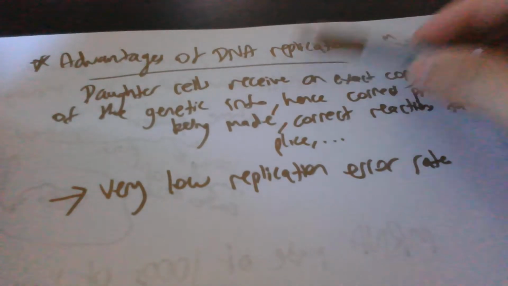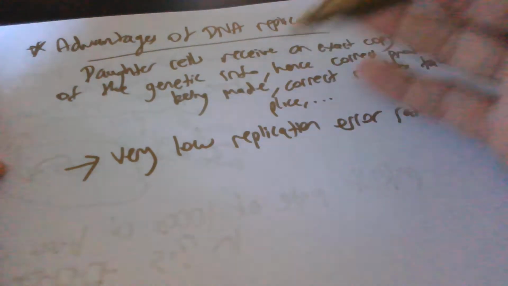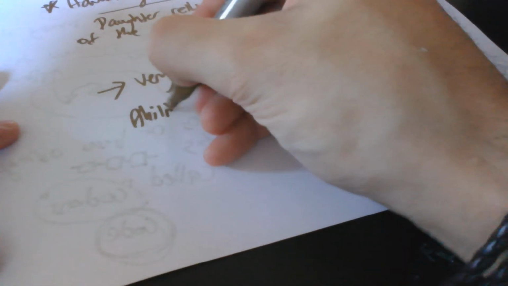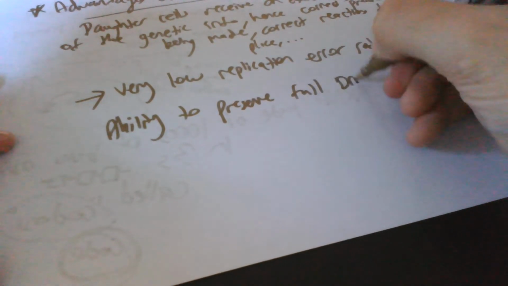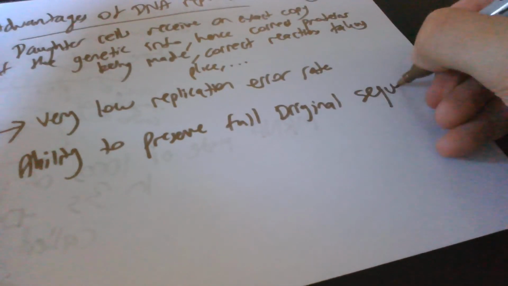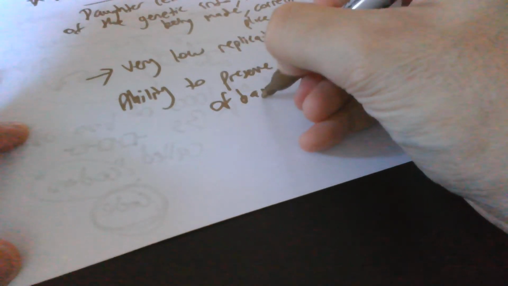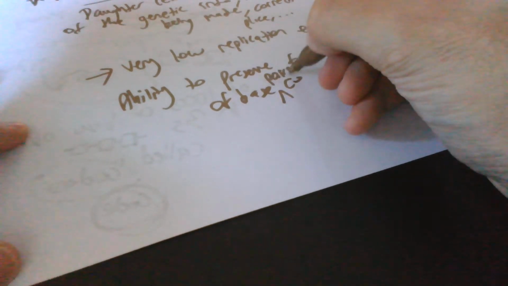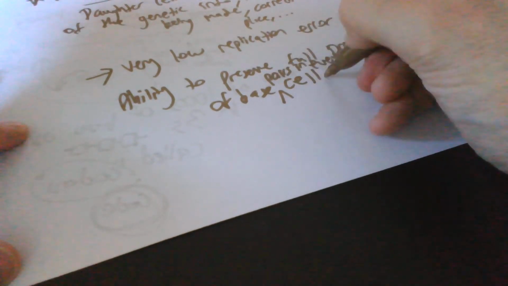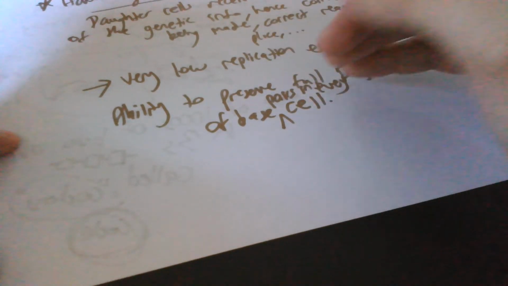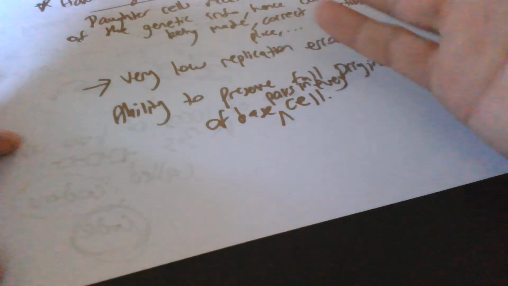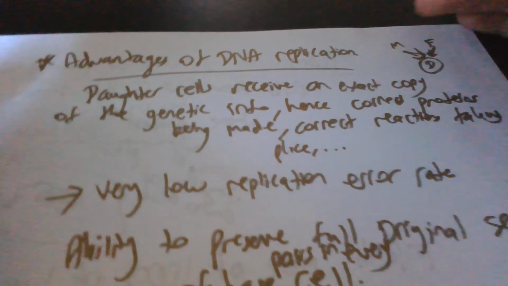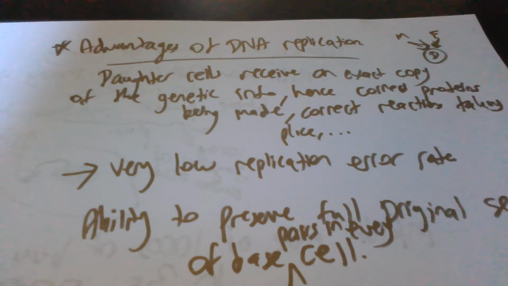Okay, and the great thing about DNA replication is that it's able to preserve the full, as I mentioned, the full original sequence of base pairs in every cell. Okay, so let me write that down. Ability to preserve full original sequence of base pairs in every cell. Okay, and I'll talk about things like mitosis later on. So basically, all offspring can retain the majority, if not all, of the characteristics of the parent, right? So that's the big picture of DNA replication.